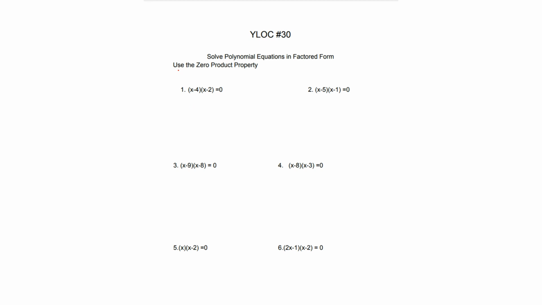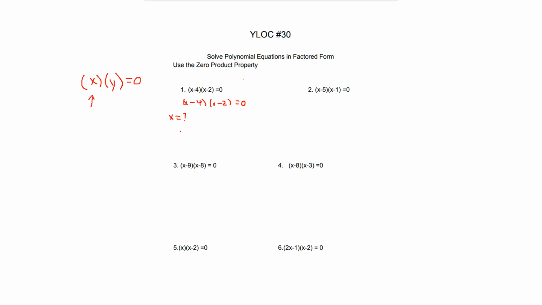For this first part, we need to use the zero product property. For number one, we're given x minus 4 times x minus 2 equals 0. So we're trying to solve for what value of x makes this equation 0. If we have, let's say, x and y, two numbers, the only way that this could equal 0 is if one of these is equal to 0, or if both of these are equal to 0.